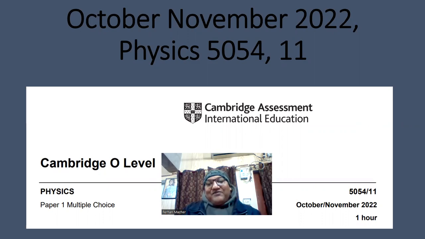Physics 5054. Today we have set our hearts to solve paper one, which is multiple choice. This paper is multiple choice. We call it paper one. And the paper we have selected is the October-November 2022 1-1 paper. This paper 1 belongs to zone 1, or variant 1. The time allowed for this paper is 1 hour and there are 40 MCQ questions, and we have to select the right options. So let's start today's paper.